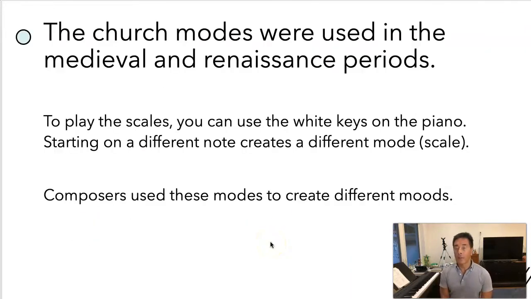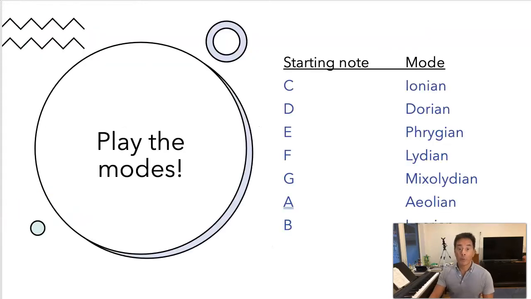In the Renaissance and Middle Ages, these church modes were all used to write different types of pieces. And you can actually play these different scales on the piano pretty easily. So I'm going to show you how to do that. Composers use these different modes to create different moods. So let's try playing them. How do you do this? Well, you know how to play C major because you start on C and you go to C on all the white keys, and C can be found to the left of the 2 black keys. We're going to see the keyboard in a second.